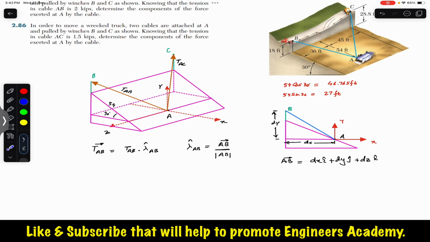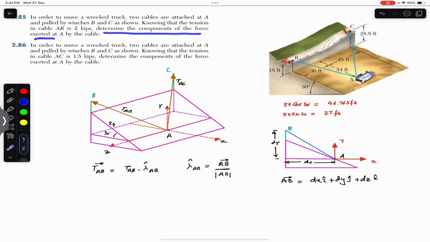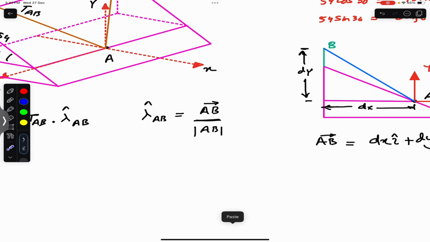And now we are finding the unit vector from A to B, since in the problem statement we are required to determine the components of the force exerted at A. So if this cable is exerting the force at point A, and if we cut this, then the tension must be acting from A to B. So the tension is acting from A to B, which is represented by this brown arrow. So the position vector will be from A to B.